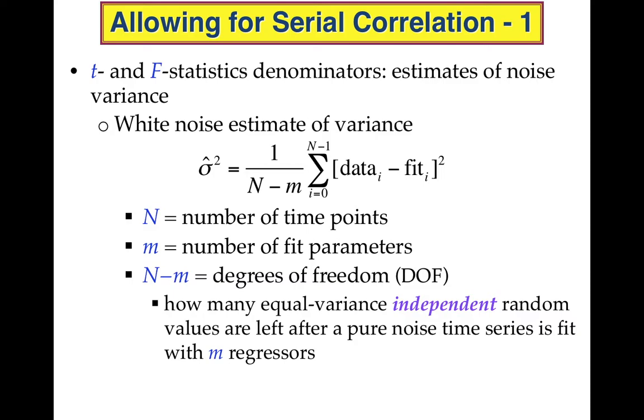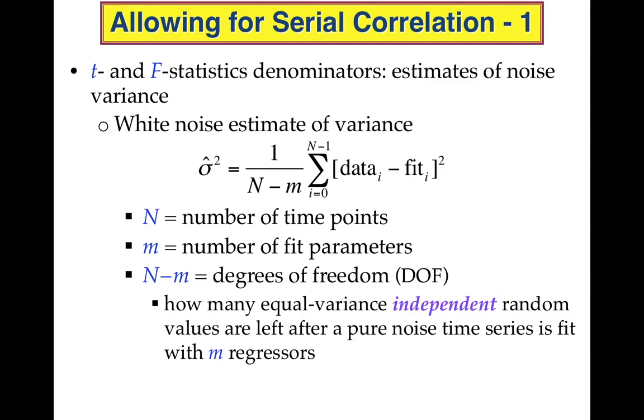Now, in the calculation of the statistics of a beta value, for example, those are done with the estimates of the noise variance. And the white noise estimate of variance is based on simply: we have the data at time i, and we subtract the fitted model, the regression model, at time i, and then sum up the squares and divide by n minus the number of fit parameters. How many betas were there in the model? All the betas, nuisance betas, betas of interest. For this purpose, they're all the same.